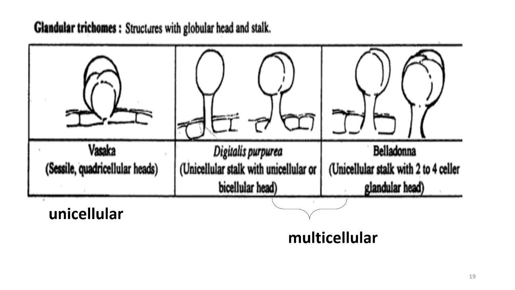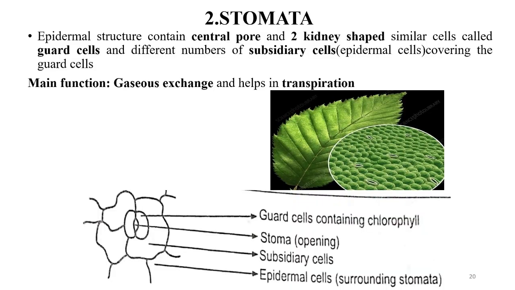Then belladonna: unicellular stalk with a two-celled glandular head. That's all about trichomes.